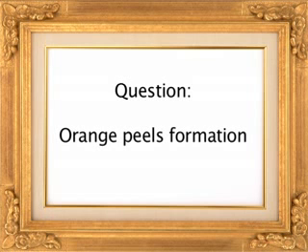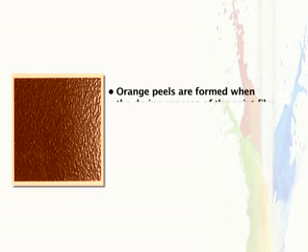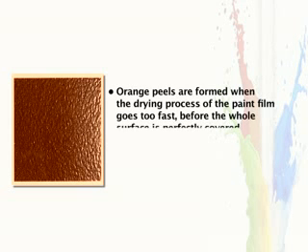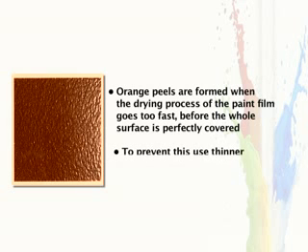Orange peel formation. Orange peel forms when the drying process of the paint film goes too fast, even before the whole surface is perfectly covered. To prevent this from happening, use thinner to dilute the paint.